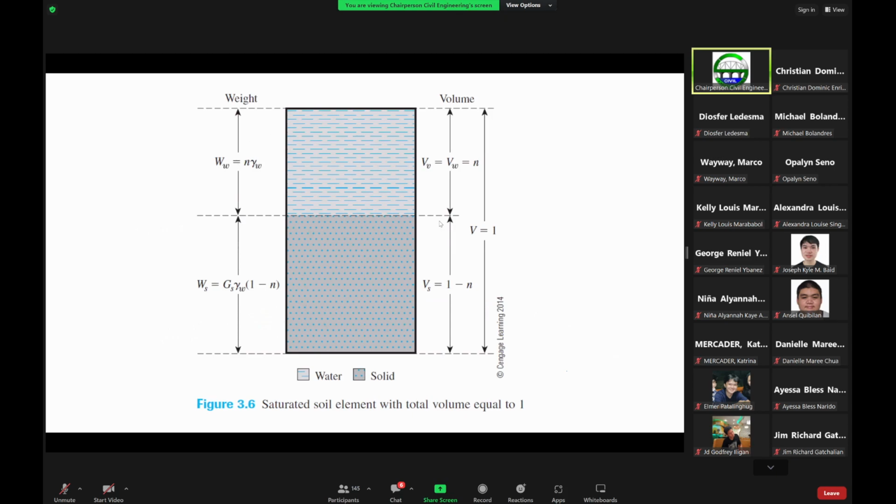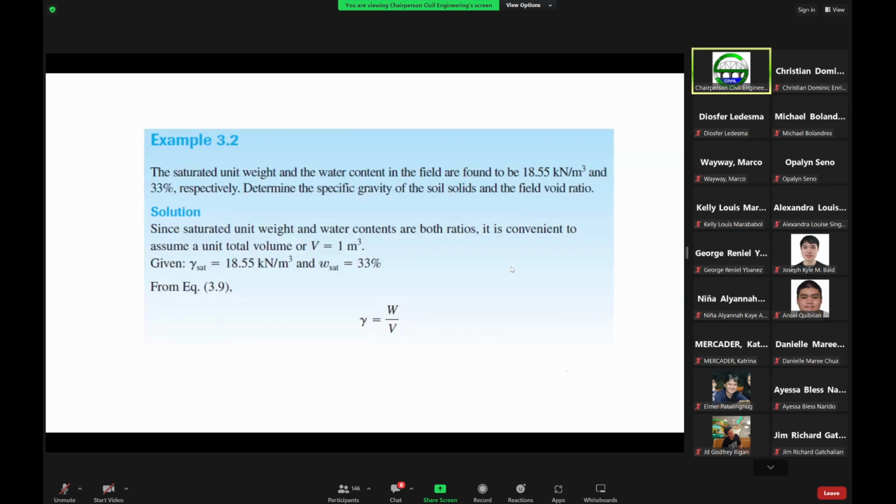This phase diagram: you have a saturated soil sample, and we consider the total volume to be 1. You can expect that we will be using some of these formulas. The given is the saturated unit weight of 18.55 kilonewtons per cubic meter, and the saturated water content is equal to 33%.